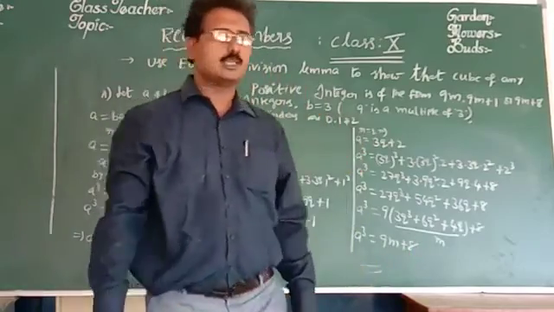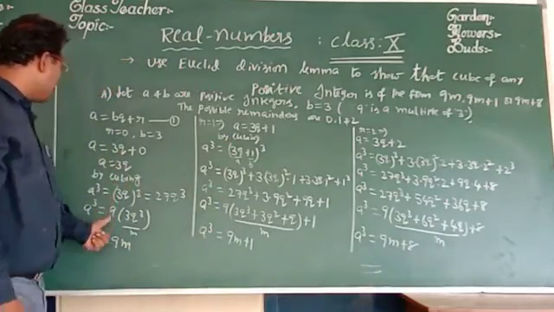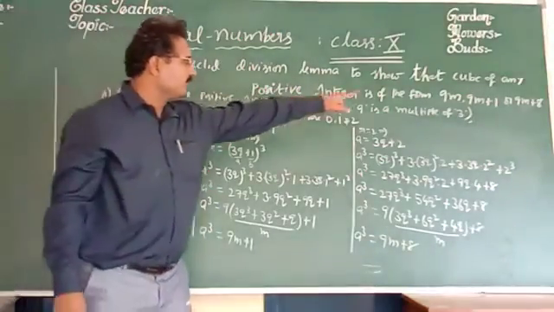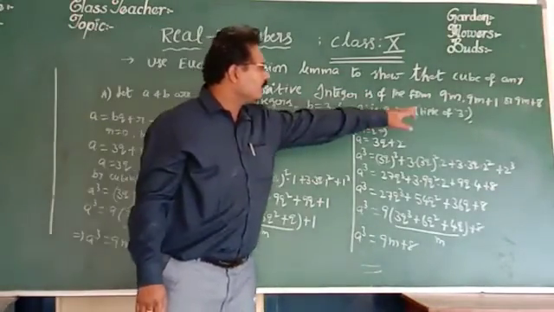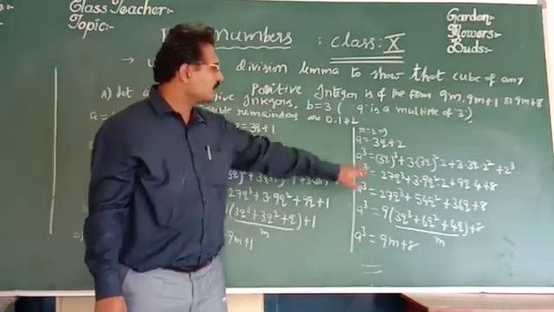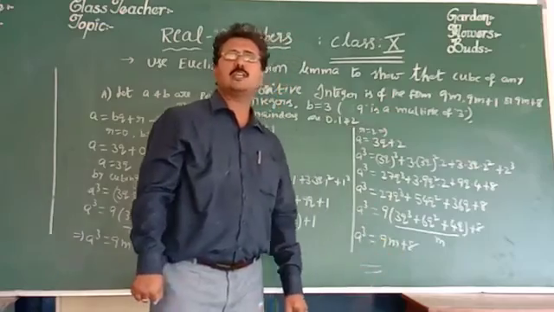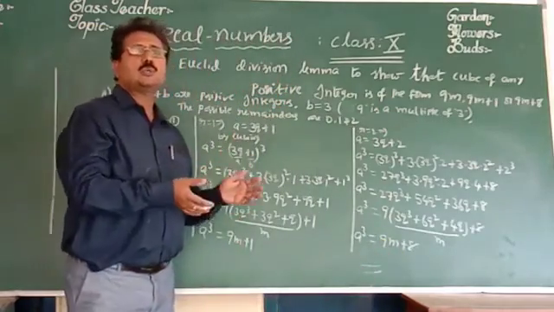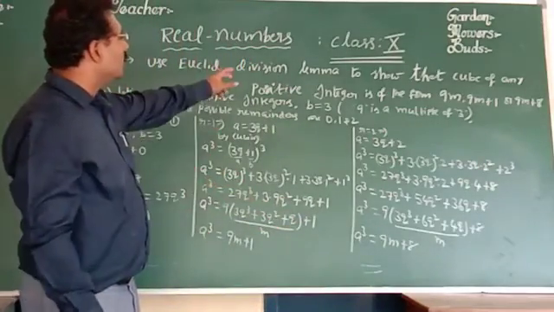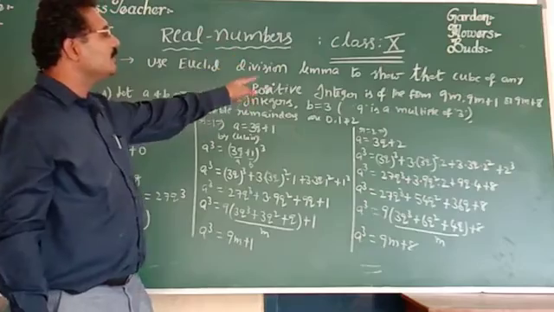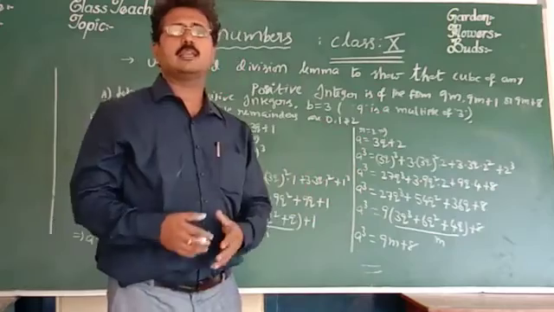So if you substitute remainder r is equal to 0, by cubing we get a cube is equal to 9m. If you substitute r is equal to 1, by cubing we already got 9m plus 1. And if you substitute r is equal to 2, by cubing on both sides we get a cube is equal to 9m plus 8. So by using this Euclid division lemma, we proved that the cube of any positive integer is of the form 9m, 9m plus 1 or 9m plus 8.